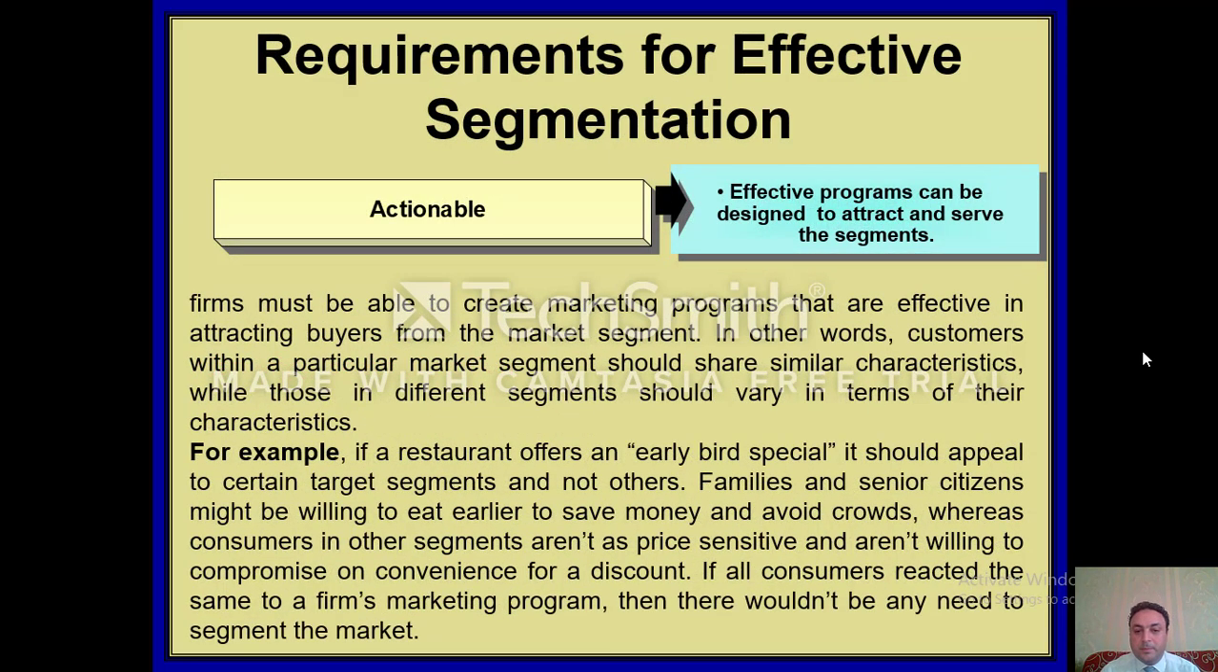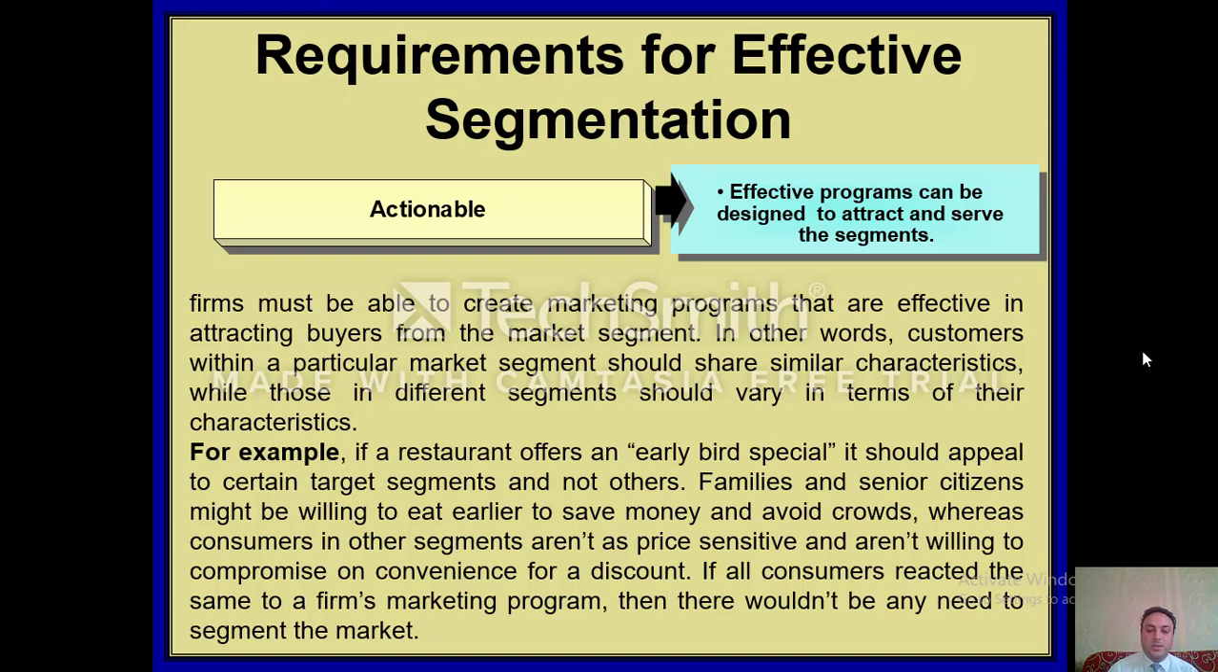Finally, the actionability. Effective programs can be designed to attract and serve these segments, as firms must be able to create marketing programs that are effective in attracting buyers from the market segments. In other words, the customers within a particular market segment should share similar characteristics, while those in different segments should vary in terms of their characteristics. For example, if a restaurant offers an early bird special, it should appeal to certain target segments and not others.